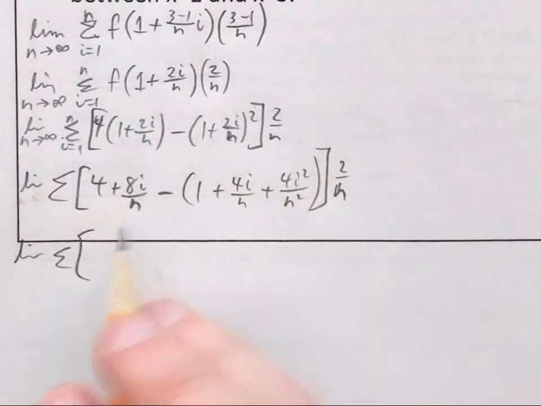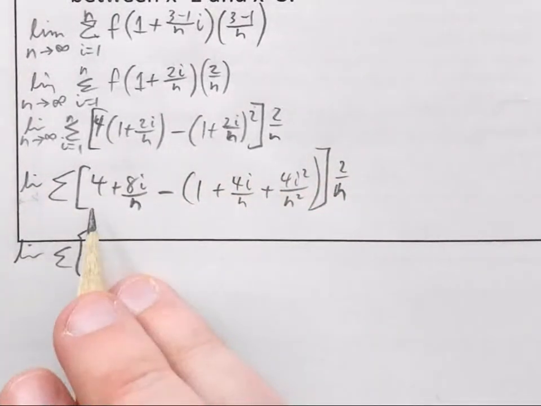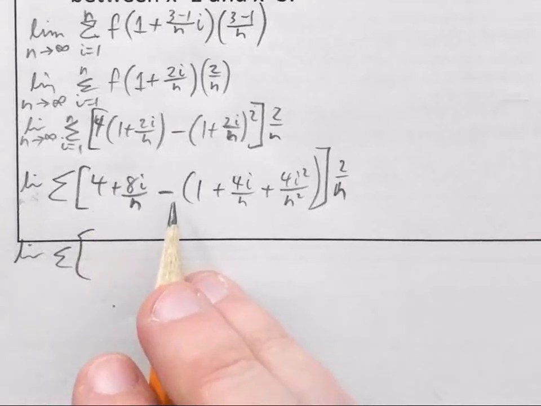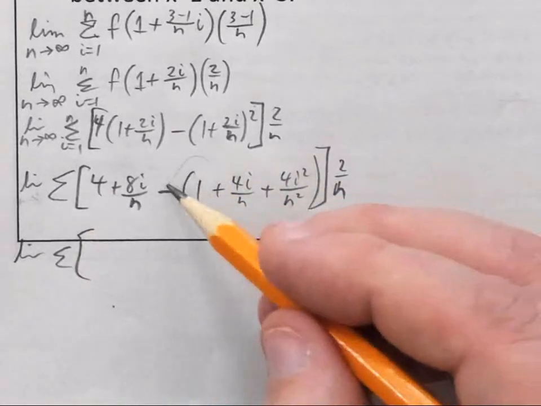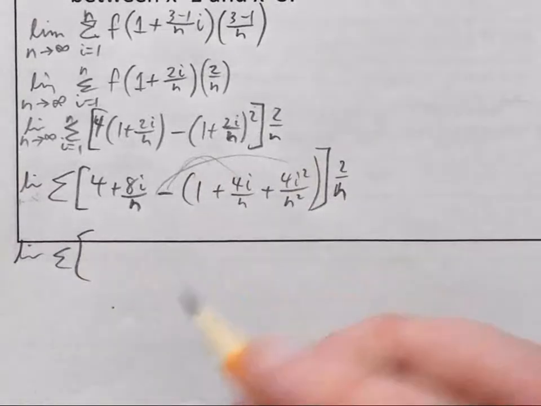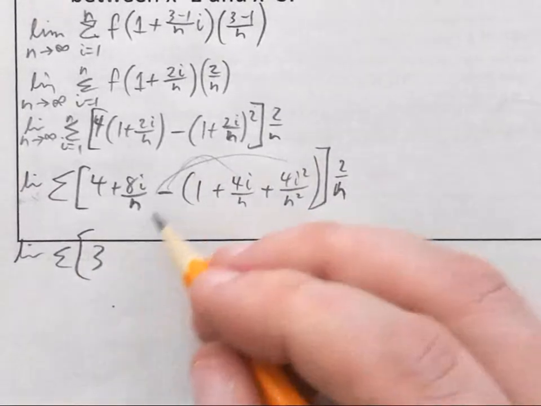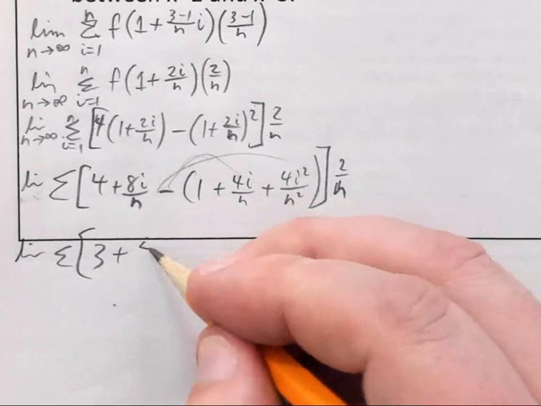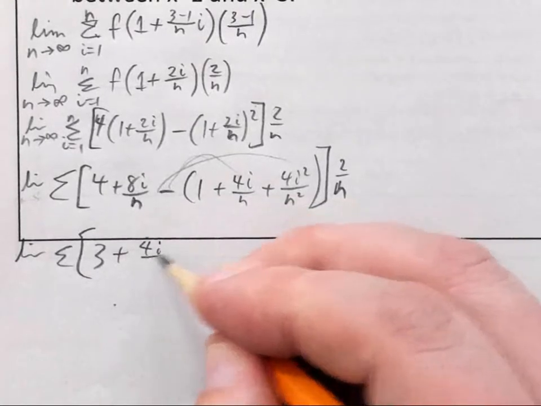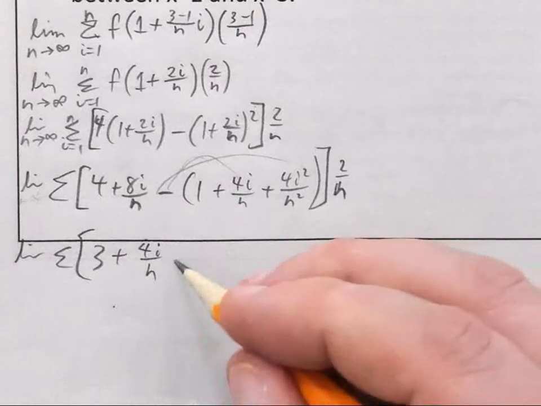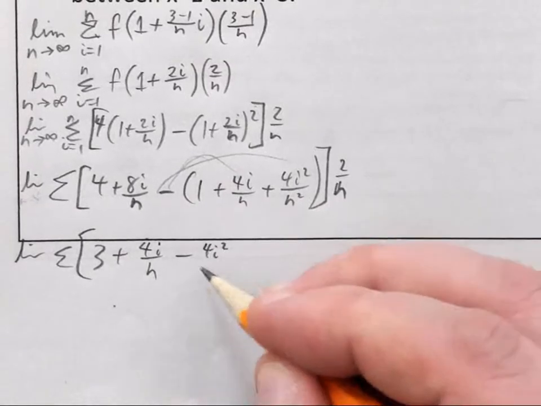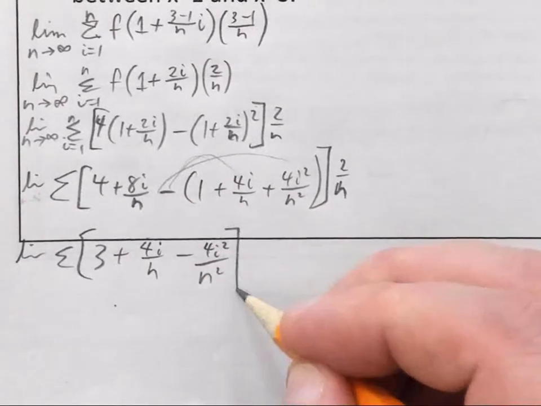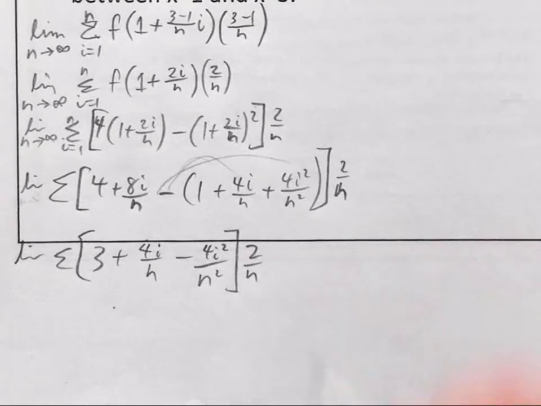Here I'm going to combine like terms. So I'm going to realize this minus. This is a common mistake, guys. Make sure you realize that minus is distributing. 4 minus 1 gives me 3. 8i over n minus 4i over n is just 4i over n. And negative 4i squared over n squared. All of that is times 2 over n.